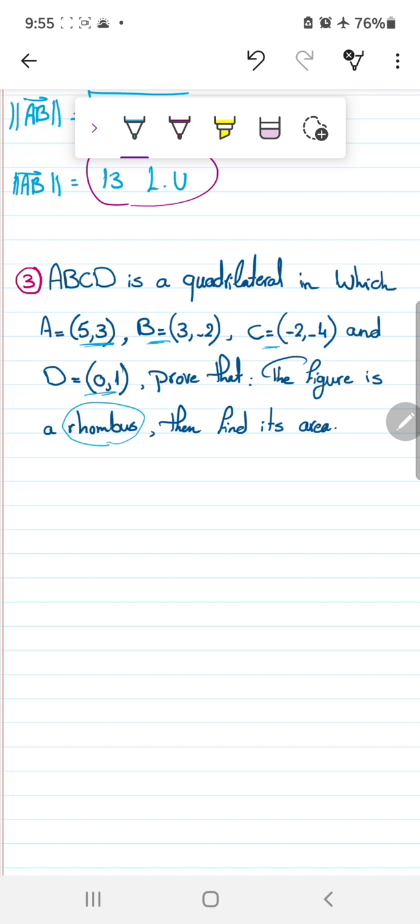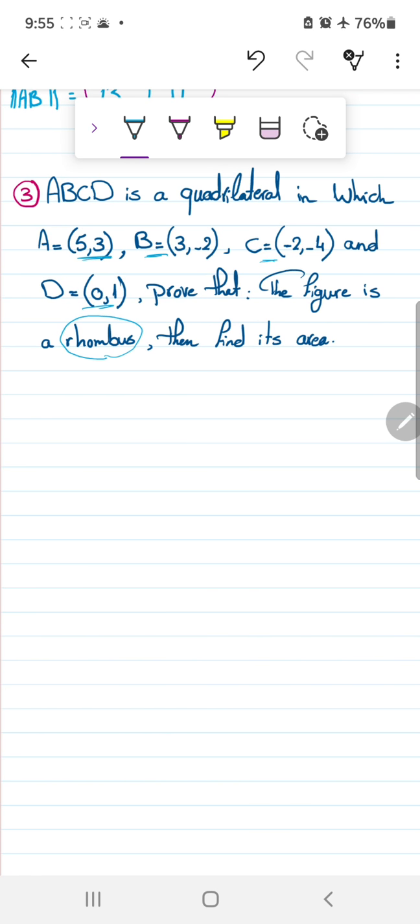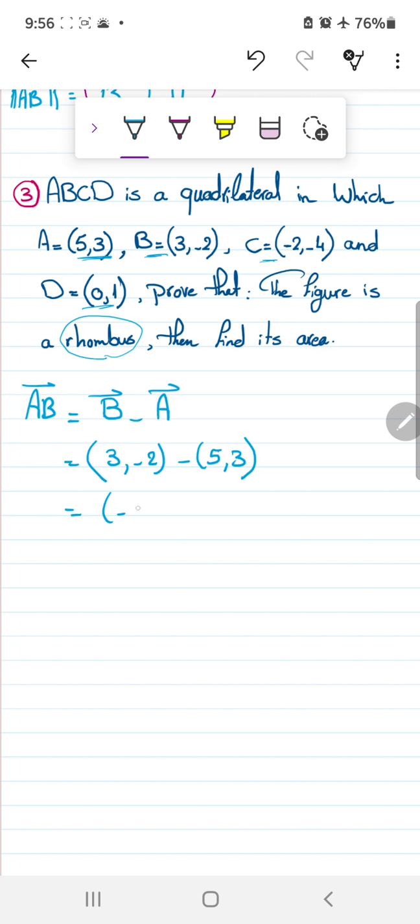Okay, here we prove that with two sides are parallel and equal in length. Use any one, it's up to you. So first we want to get the vector AB. As we said, vector AB equals vector B minus vector A. Substitution: vector B is (3, -2) minus vector A is (5, 3). So we get 3 minus 5 equals -2, and -2 minus 3 equals -5. So vector AB equals (-2, -5).